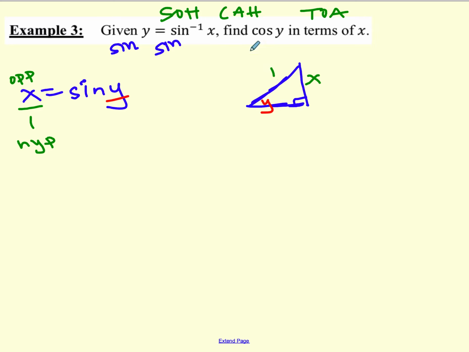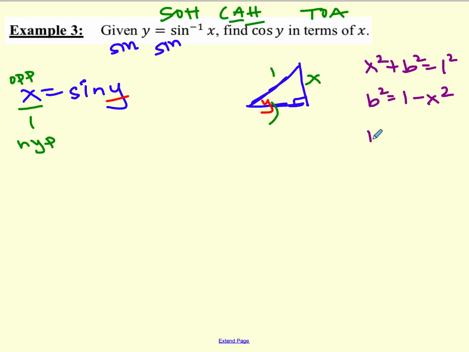And I am asked to find cosine of angle y. So in order to find cosine, I need my adjacent and my hypotenuse. Right now, I don't have my adjacent, so I am going to find it. The way I can find it is good old Pythagorean theorem. So I would have x squared plus, I'm going to use b, b squared equals 1 squared. So 1 squared is 1. And to get b by itself, I would subtract x squared. So I'd have 1 minus x squared.